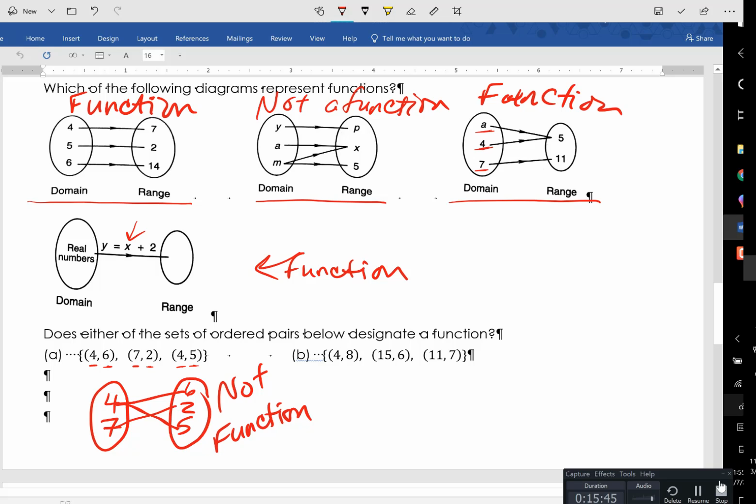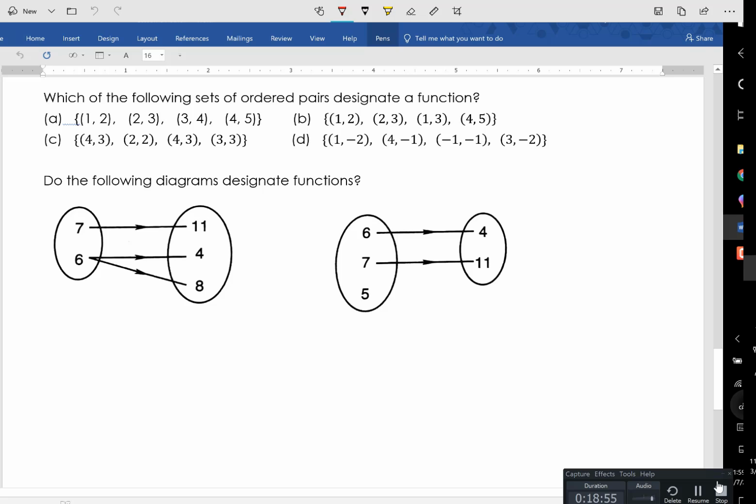All right, look at this one. 4 maps to 8. That's okay. 15 maps to 6. That's fine. 11 maps to 7. That's all good. So that is a function. Okay, here's a few more examples. Which of the following sets of ordered pairs designate a function? Look at the first one. 1 maps to 2. 2 maps to 3. 3 maps to 4. 4 maps to 5. Each x has exactly one y, so that is a function.